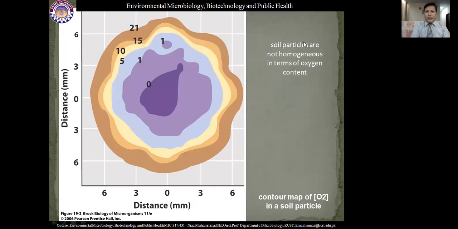So we have to understand here that soil particles are not homogeneous in terms of oxygen content. If you see the surface of a soil particle, the concentration of oxygen is very high. Suppose there is 21% oxygen here. So most of the aerobic microbial communities will grow on the surface of the soil particle.